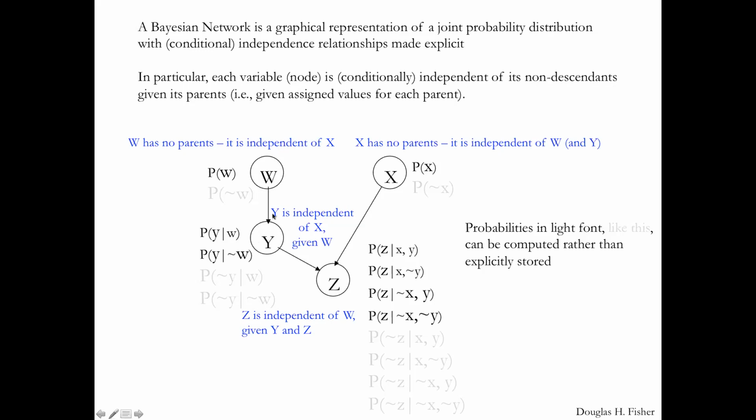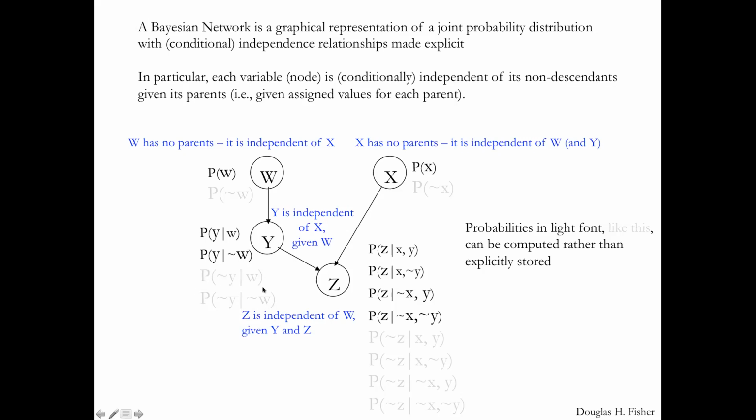So in this particular example, W and X are independent. Y is conditionally independent of all its non-descendants, or X, given that its parent, a single parent, has been assigned a value. Y is still statistically related to Z, so we don't say it's independent of its descendants. It's only its non-descendants that assignment of the parent will render conditionally independent. Here I've simply put in light font probabilities that we don't actually have to store because we can compute each of these.